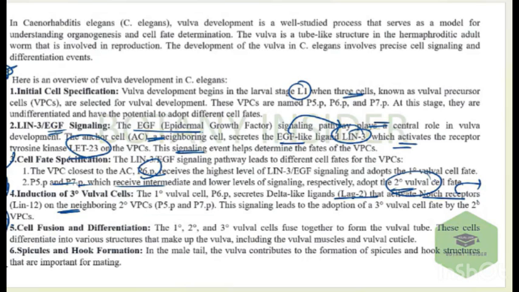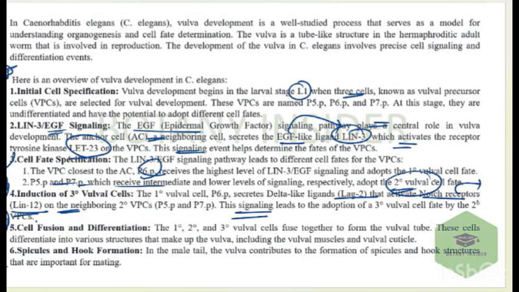So, in the diagram you had a basic understanding. Over here you have the detailed part of all these things. That's why theory and diagram need to be done together. I'm explaining this, wait for it. LIN-12 is the Notch receptor, and LAG-2 is a type of delta-like ligand, right? So this signaling leads to the adoption of the tertiary vulval fate by the secondary precursors.